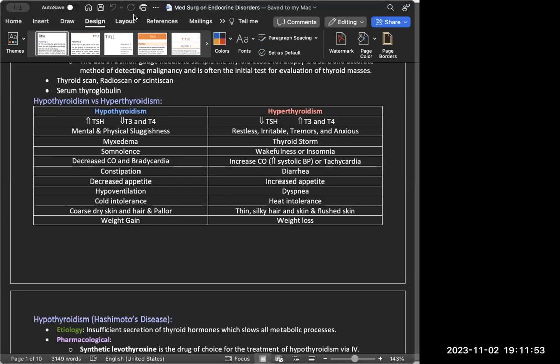If I'm looking at lab values and they tell you that the TSH value is high, but the T3 and T4 are low, then I know, okay, I'm talking about hypothyroidism.